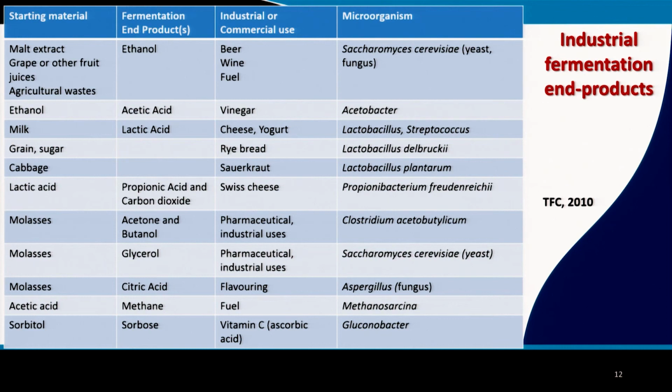We have molasses being converted to citric acid, which is used as a flavoring agent, and that is done by another fungi, Aspergillus. Then we have acetic acid, which is converted to methane to produce biogas, and that is Methanosarcina. And sorbitol is converted to sorbose, which is used in the production of vitamin C, which is ascorbic acid, and the mediating microbe is Gluconobacter.